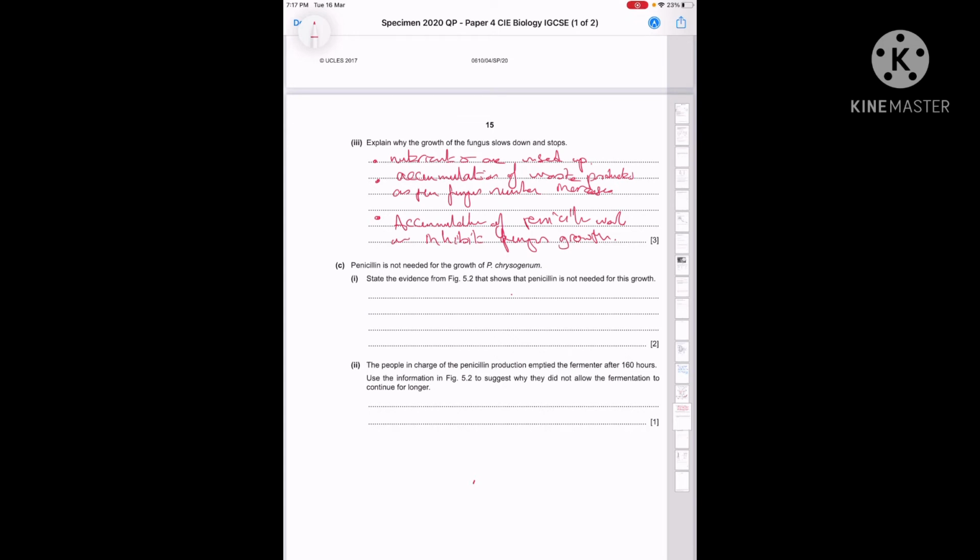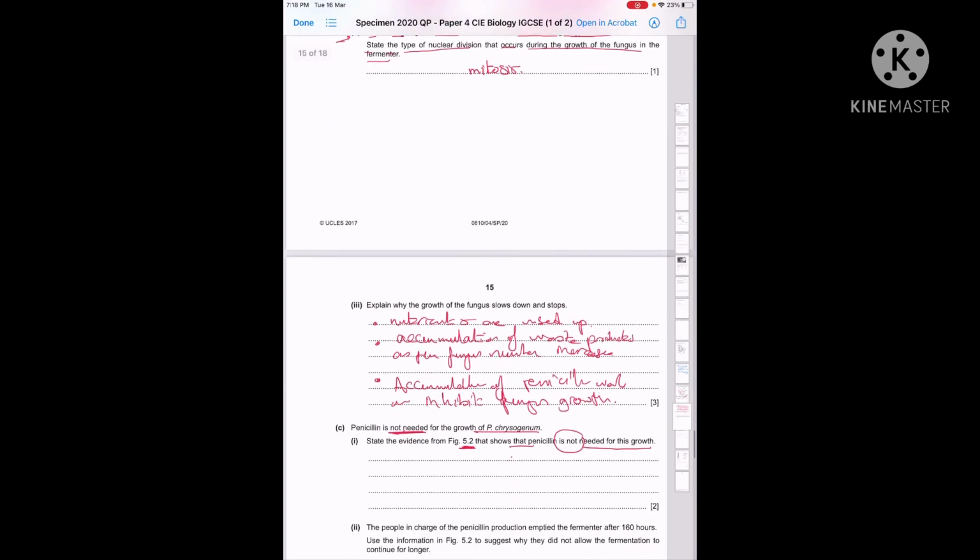So that's it for explain the growth of a fungus. Why does it slow down and stop? Okay. Now let's move to C. Now what C says is penicillin is not needed for the growth of this organism, the Penicillium chrysogenum. State the evidence from figure 5.2 that shows that penicillin is not needed for growth of this fungus.